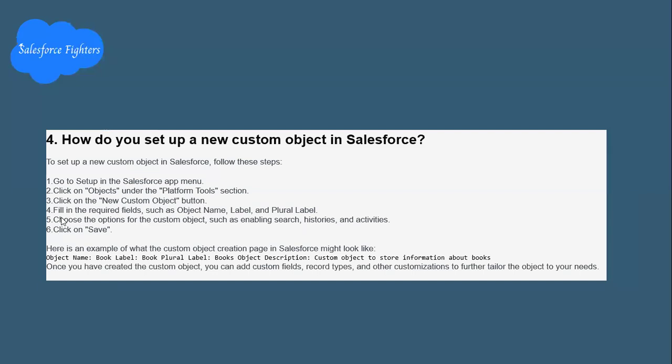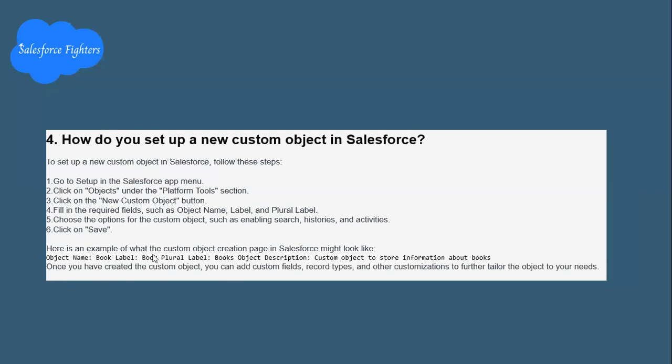Fourth, fill in the required fields such as object name, label, and plural label. Fifth, choose options for the custom object, such as enabling search, history, and activities. And next, click on Save.